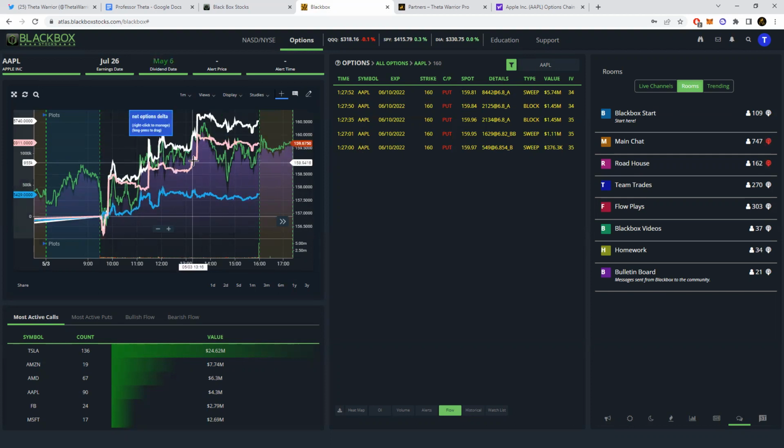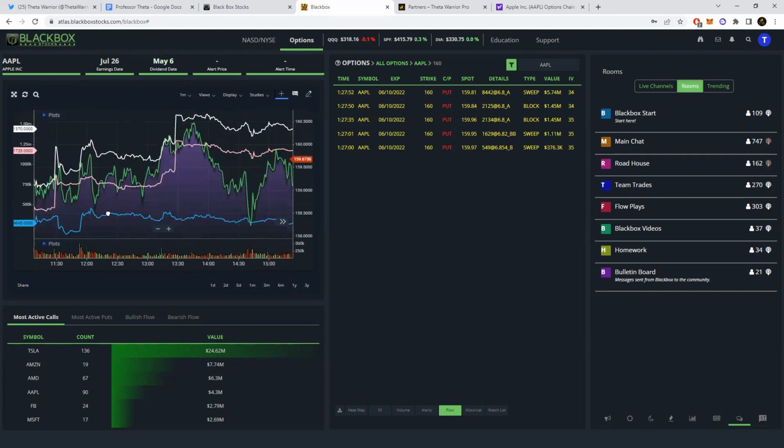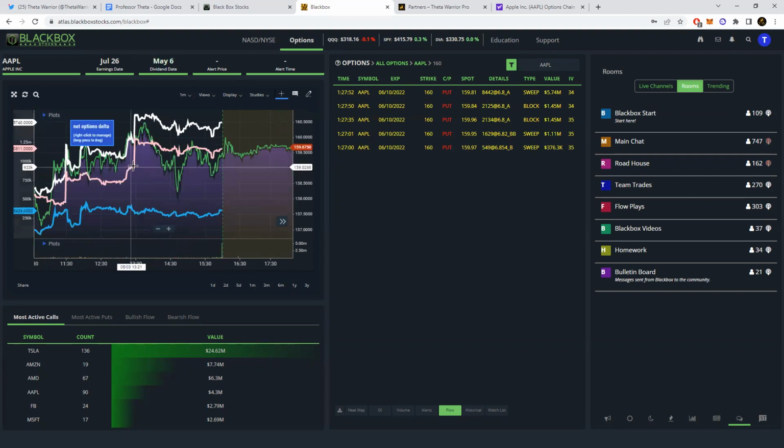We see a big spike in the put delta, right? That's because they're selling these. If you needed any more confirmation, it's right there. That spike in the put delta confirms that this is all selling.